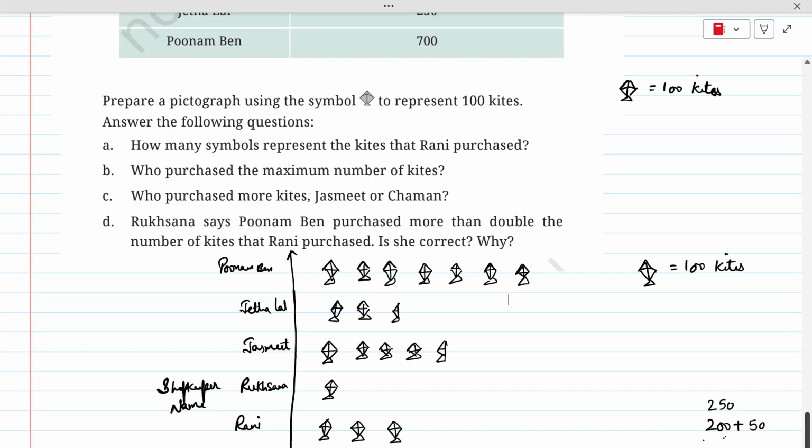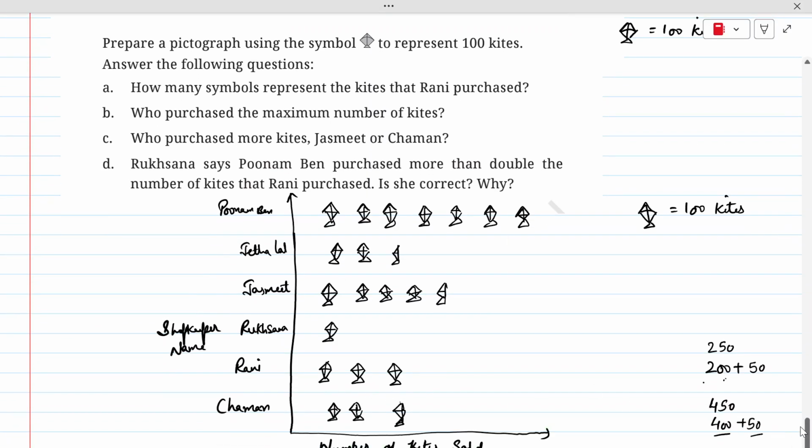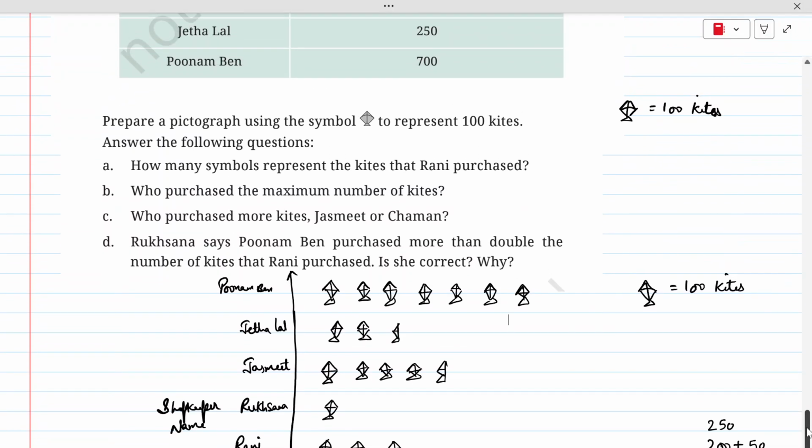How many symbols represent the kites that Rani purchased? So Rani has purchased 300 kites and we have used 3 symbols. So the answer is 3 symbols. You can make the symbol also. Okay. Then who purchased the maximum number of kites? We can see from the data and the pictograph that it is Poonam who purchased the maximum number of kites. How many? 700 kites, right?